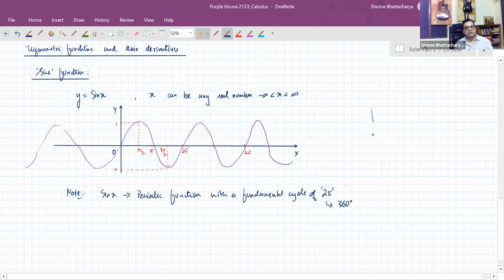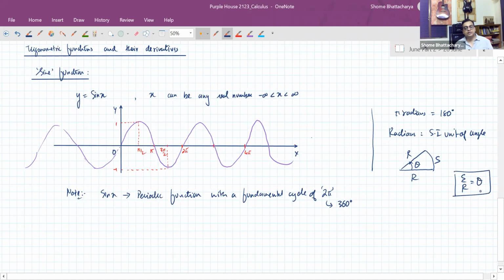Of course, you should also remember this conversion that pi radians is equivalent to 180 degrees. And radian is what we call the standard international or SI unit of angle. Basically, in mathematics or in geometry, we define angle as the ratio of an arc to radius. So if we rotate a radius through an angle theta, then the arc length it cuts is such that, when we express it this way, the value of theta that we get is in radians.